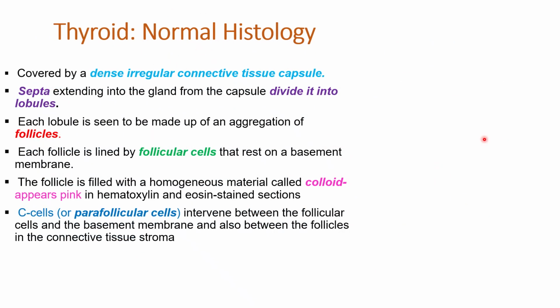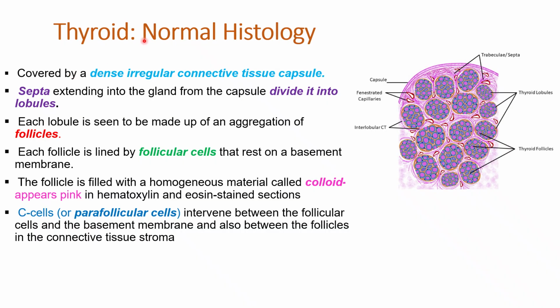Now the normal histology. To understand the pathology, we must understand the normal histology of thyroid gland first. It is covered by dense irregular connective tissue capsule. Here you can see pink colored line. This is capsule. Septa extending into the gland from the capsule divide it into lobules. So here you can see trabecular septa. So this is dividing this gland into lobules.